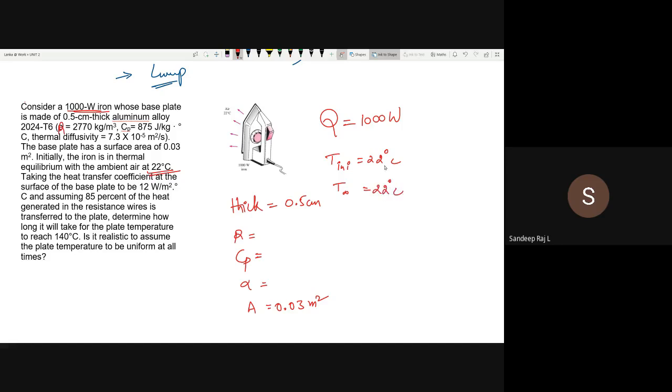If this is the same, then (T minus T infinity) by (T naught minus T infinity) is equal to e power minus Biot into Fourier. This is the question. See, if these two are equal, the denominator is turning out to be 0. So if that is the case, how are we going to solve it? Let's see.